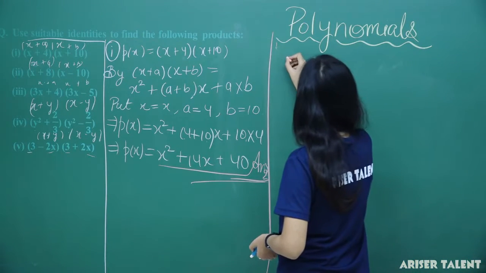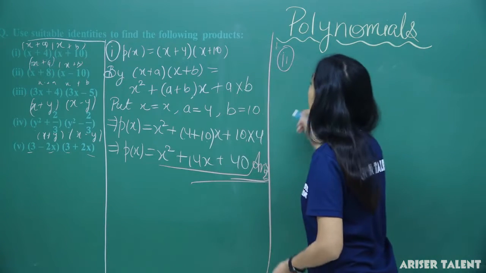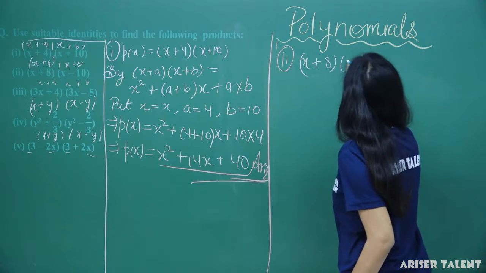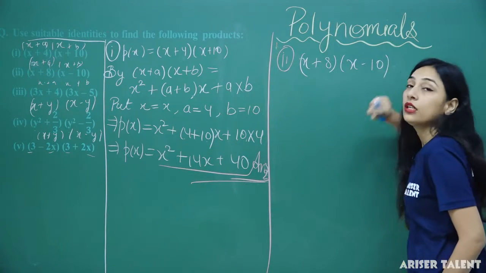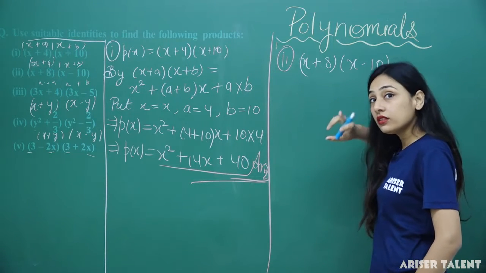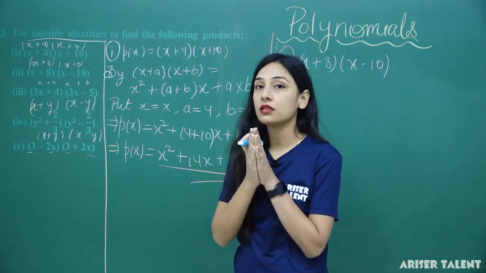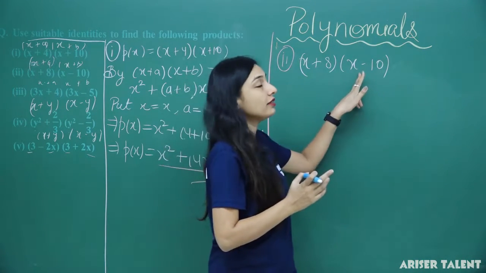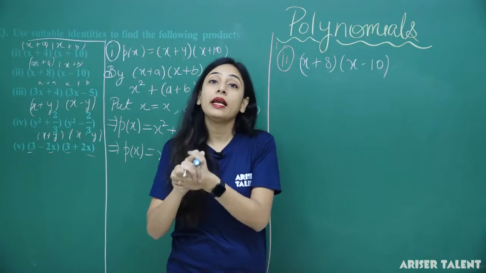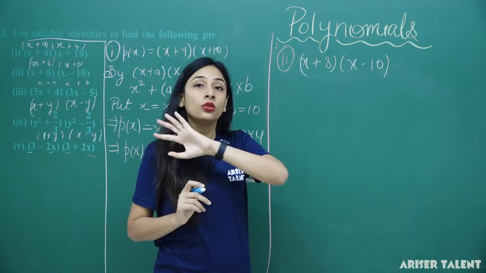So, our next question, question number second, is x plus 8, x minus 10. Now student, this is x plus 8 and x minus 10. Now this is the same formula, x plus a and x minus b. Now you will tell me, ma'am, there is a minus. Can't you see it? There is a minus here, and we have studied the formula x plus a and x plus b, not minus b. So there is no doubt about it.